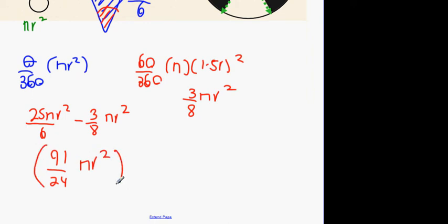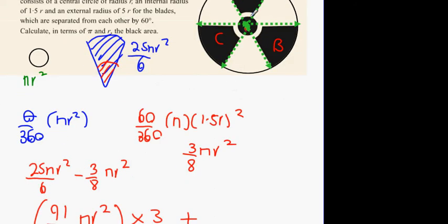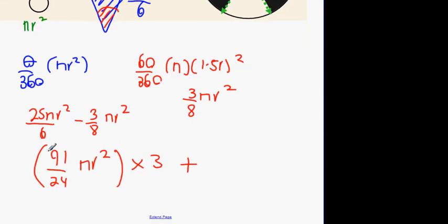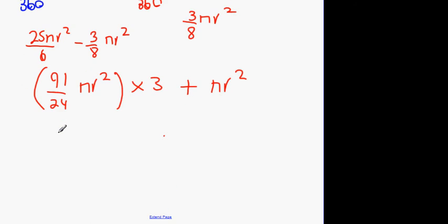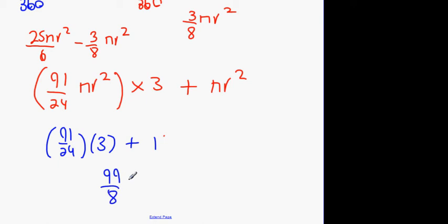Now, there's 3 of these, and when you multiply that by 3, you've got to add it onto your central circle, area D, which is going to be pi r squared. And what's the grand answer? Now, once again, ignore the pi r squared. Just concentrate on doing this in your calculator. 91 over 24 multiplied by 3 plus 1. So it's 99 over 8 pi r squared. Is that right? Yeah.